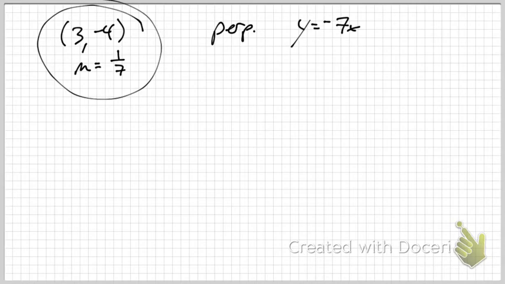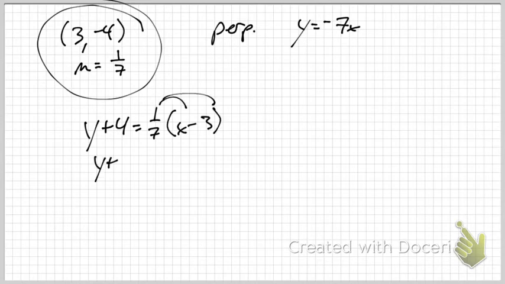I got a point and a slope, point slope form. y minus y1 equals m(x minus x1). And we're going to distribute. Now we subtract 4 from both sides.